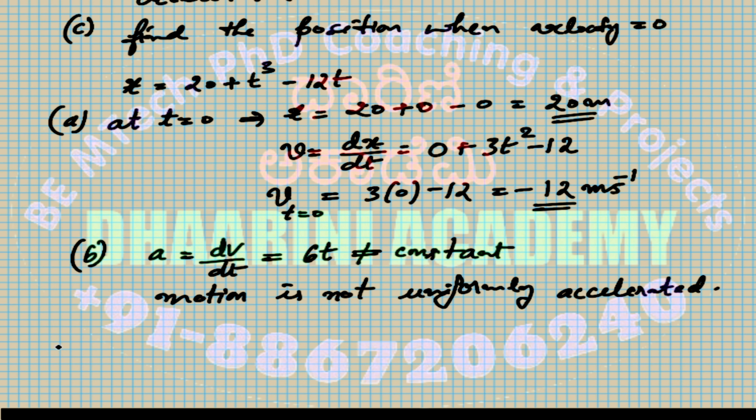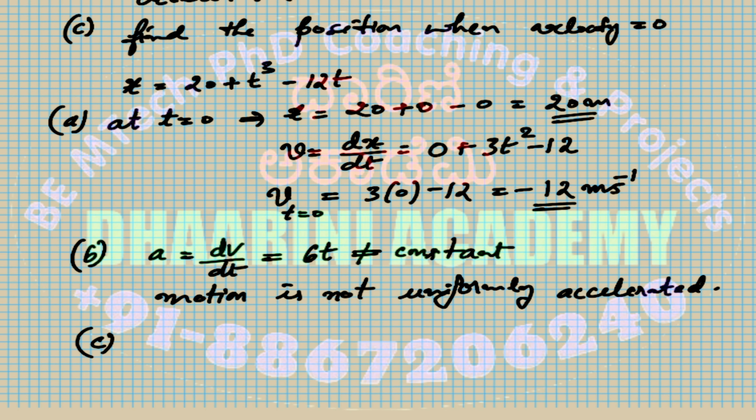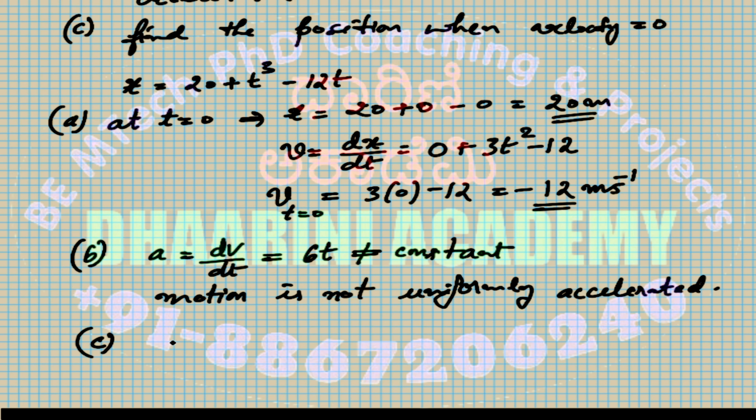Okay, then let's go to the third part. Find the position when the velocity equals 0. So they have mentioned that velocity becomes 0 at some point. What is the distance? Find x. But x needs time, and I don't know the time when v becomes equal to 0. So for that reason, put velocity equals 0. Velocity has an equation, we already know that, that is 3t square minus 12.